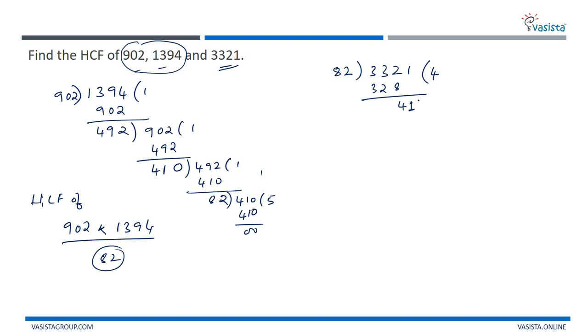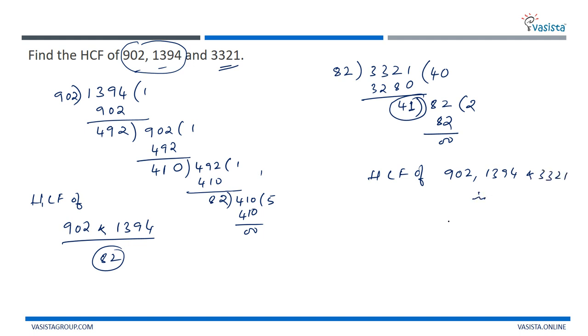Then let me go with this. So 40 is up, this will become 0, right. Now 41, that is 82. I need to divide 82 by 41, 41 2s are 82, 0. So the answer here is 41. The HCF of 902, 1394 and 3321 is 41.